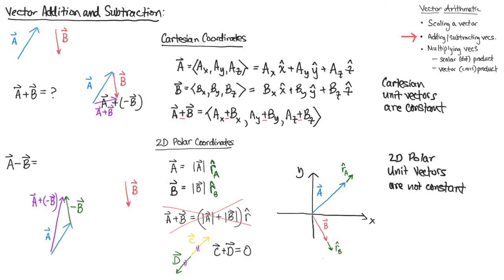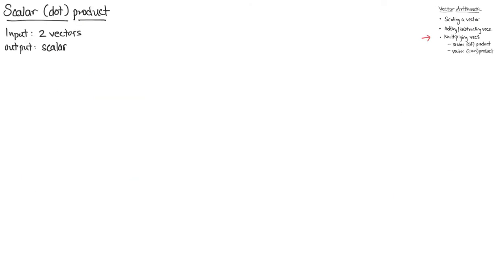Okay, so far we've talked about scaling a vector, and we've used that in addition to figure out how to subtract vectors. And next we're going to move on to multiplying vectors, specifically how to take two different kinds of products, the so-called scalar or dot product and the vector or cross product. For vector products, there's two main ones that we're going to make use of in this class. One is the scalar or dot product, the other is the vector or cross product.